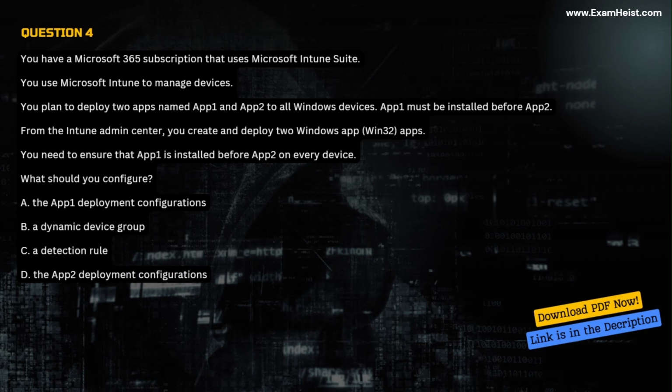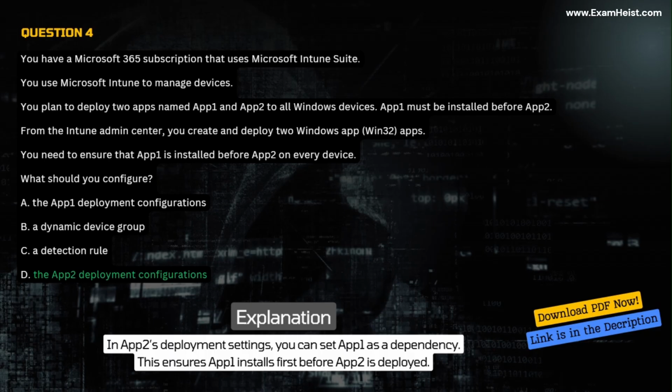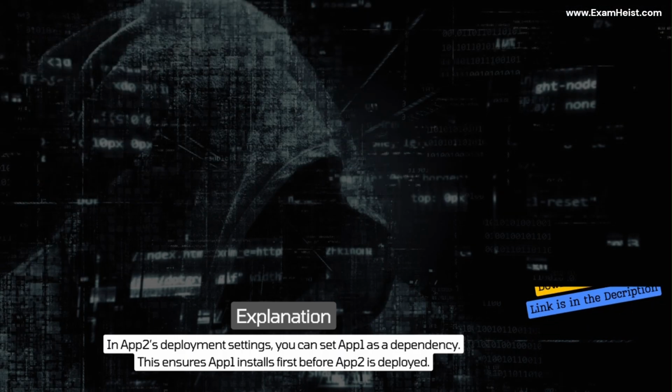A. The App 1 deployment configurations. B. A dynamic device group. C. A detection rule. D. The App 2 deployment configurations. Correct answer D. The App 2 deployment configurations. Explanation. In App 2's deployment settings, you can set App 1 as a dependency. This ensures App 1 installs first before App 2 is deployed.